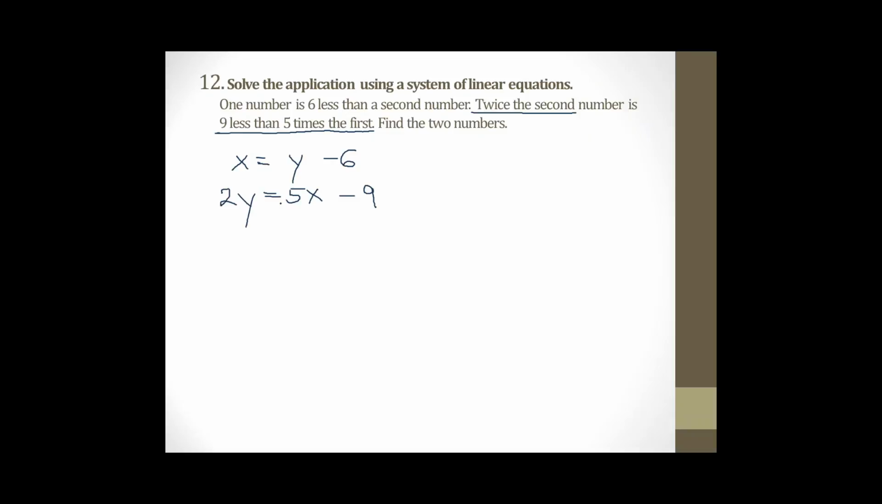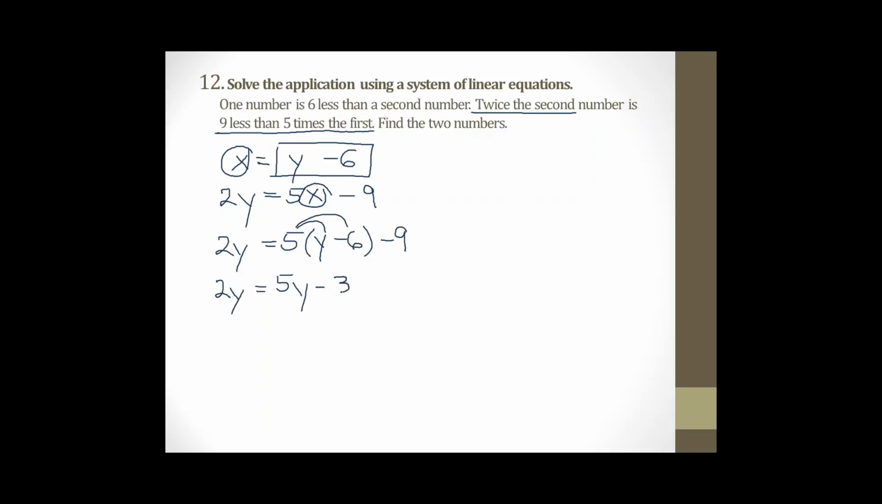Again, the system is set up for me to use the substitution method because x is isolated, so I can just plug this in for x in the second equation. 2y equals 5 times, now my x is y minus 6, and then minus 9. Distributing, 2y is equal to 5y minus 30 and minus 9. Now combining like terms, I have 2y is equal to 5y and then minus 39.